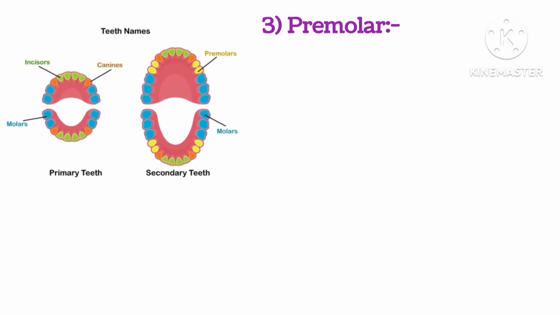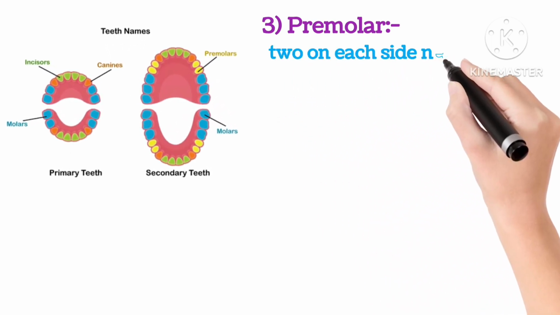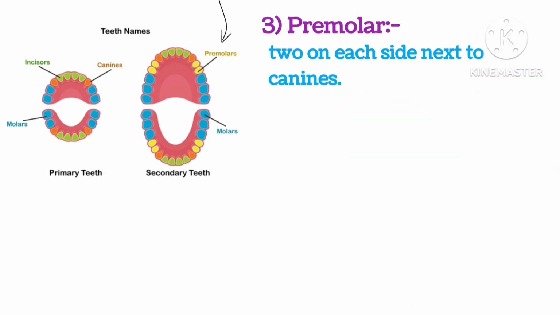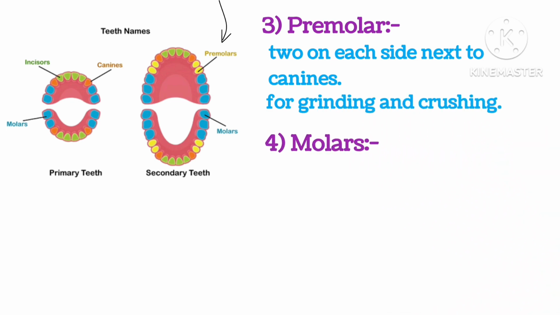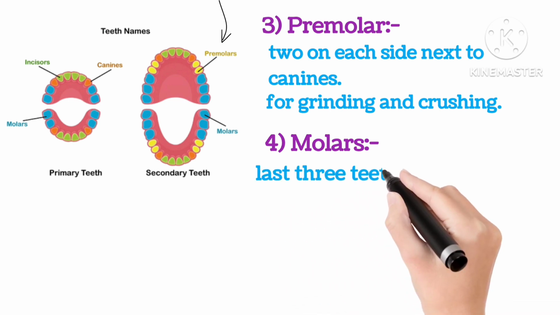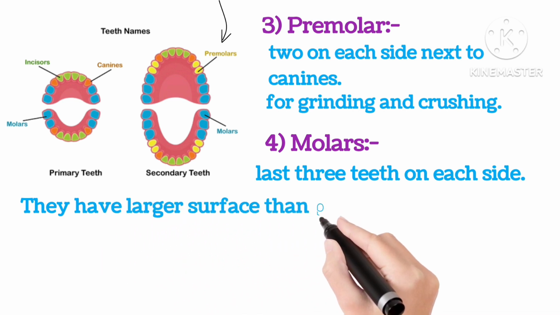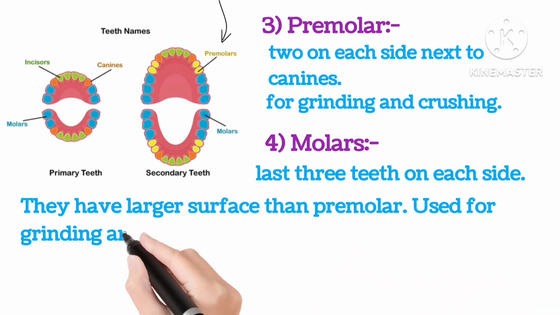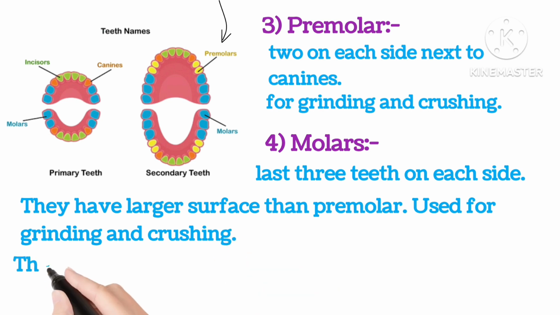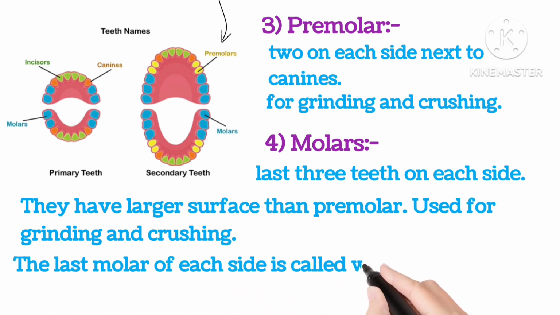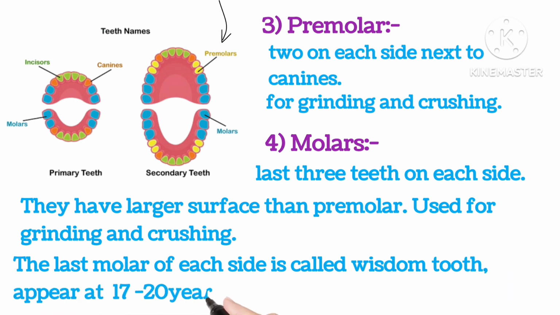Premolars. Two on each side next to the canines, represented by yellow color, for grinding and crushing the food. Molars. Last 3 teeth on each side are molars, represented by blue color. They have larger surface area than premolar, used for grinding and crushing. The last molar of each side is called wisdom tooth, appear at the age of 17 to 20 years.